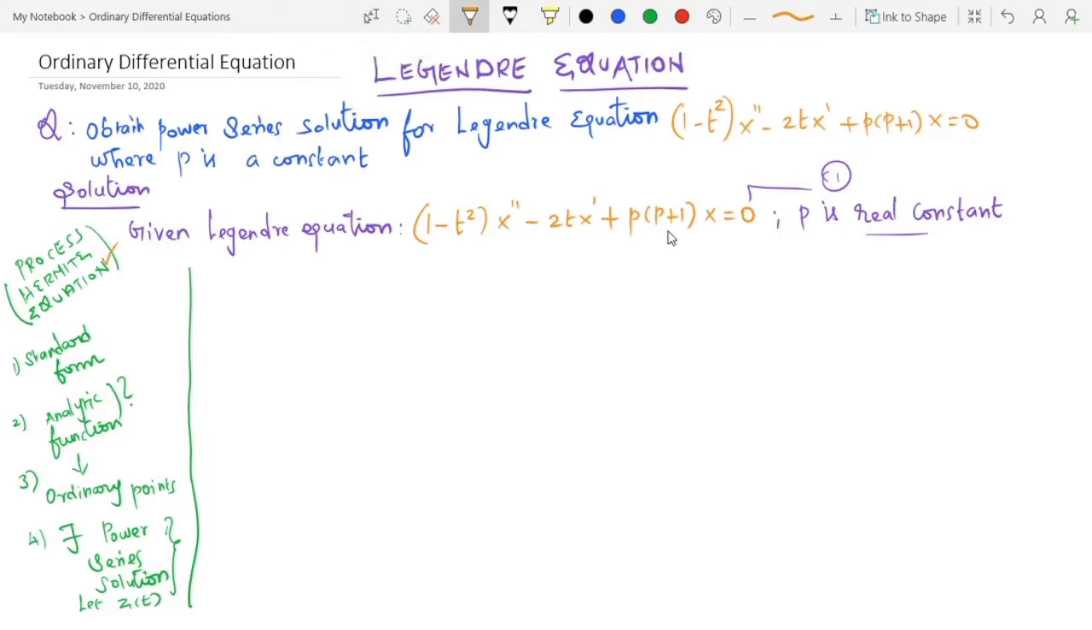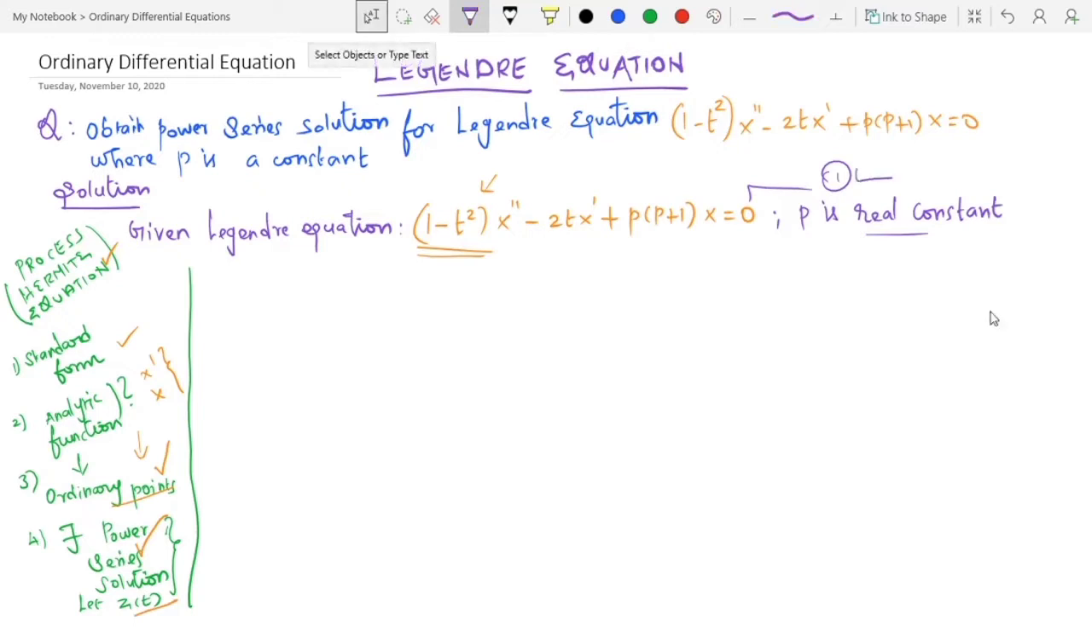First, we have to check whether the given equation is in standard form, that is, the coefficient of the highest derivative is 1. If not, we have to make it 1 by dividing throughout by the non-unity value. Second step, we have to check whether the functions are analytic or not, that is, whether the coefficients of x dash and x are analytic. If analytic, we can pick an arbitrary point as an ordinary point. Then we can assume a power series solution for the given second order differential equation, here the Legendre equation.